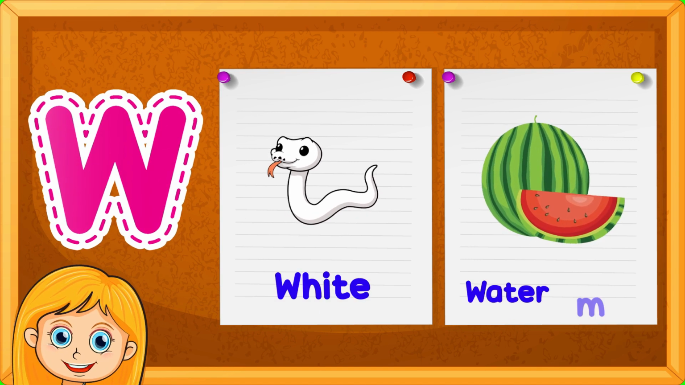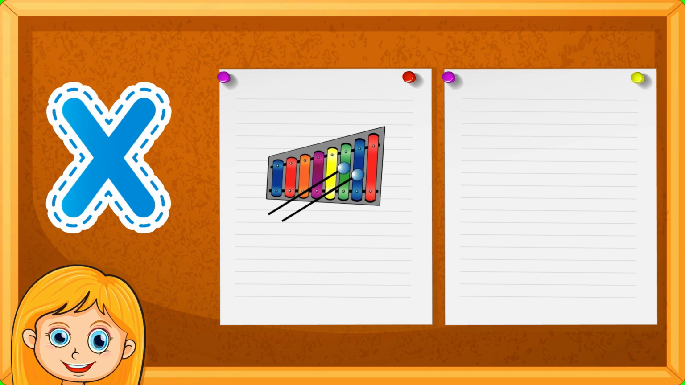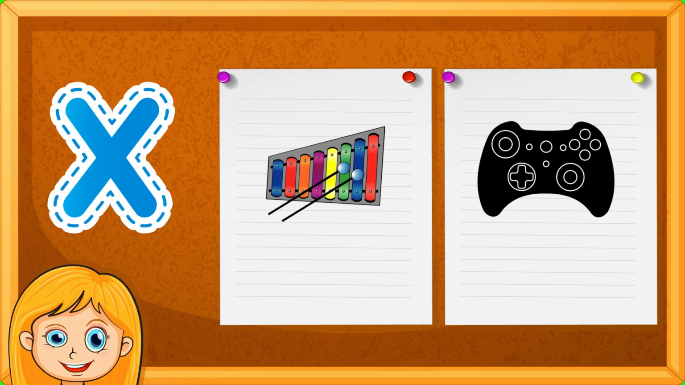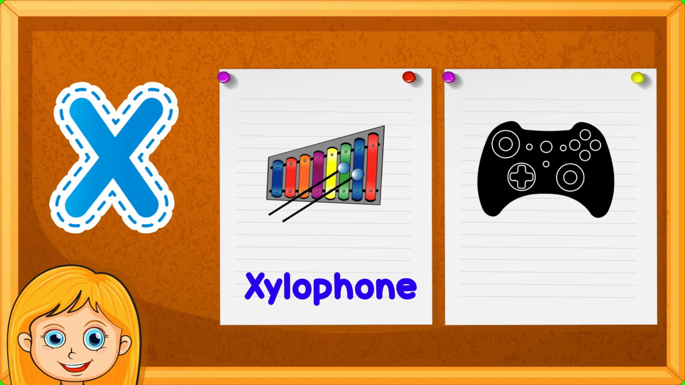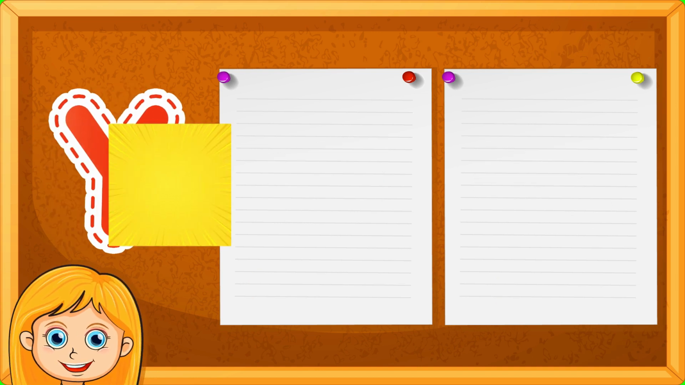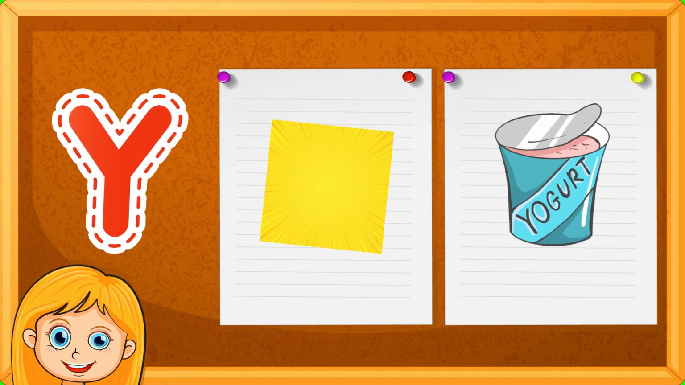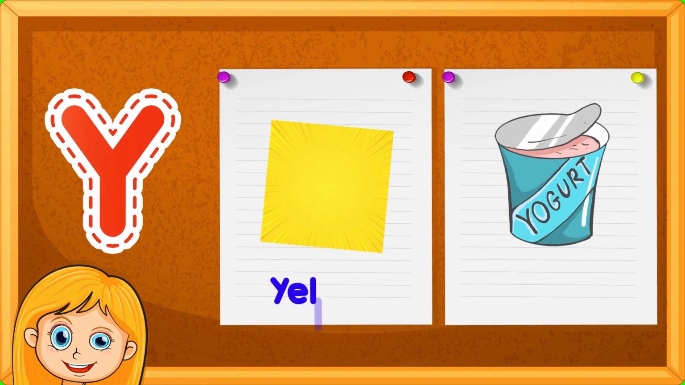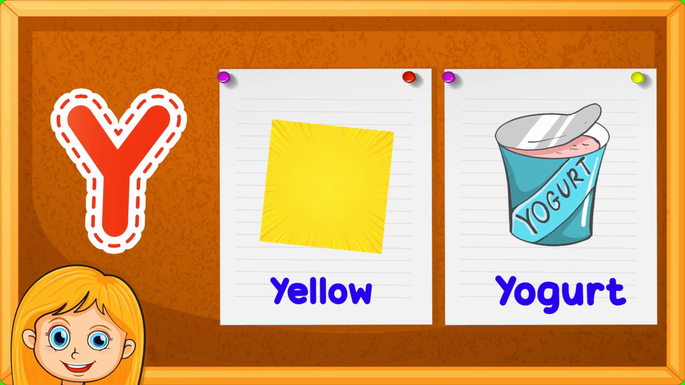W is for watermelon. X is for xylophone, xylophone. X is for Xbox, Xbox. X is for xylophone. X is for Xbox. Y is for yellow, yellow. Y is for yogurt, yogurt. Y is for yellow. Y is for yogurt.